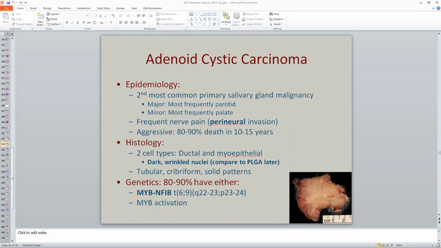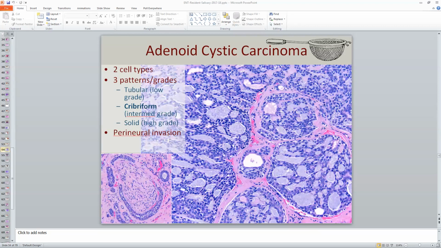The genetics here are of the MYB-NFIB family rearrangements, and the morphology is very characteristically tubular, cribriform, or solid. Cribriform here means sieve-like, or some people like to think of it as Swiss cheese, but really it's these stromal bluish mucinous areas surrounded by epithelial and myoepithelial cells. Here's an example of the tumor hugging the nerve, in a form of perineural invasion.